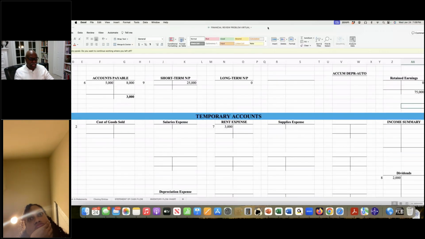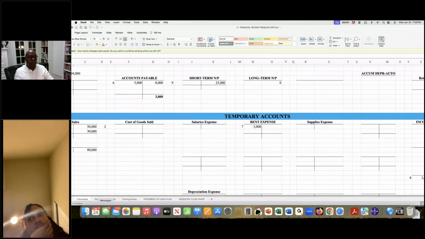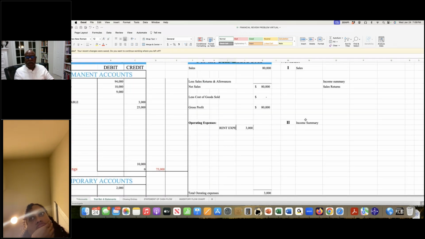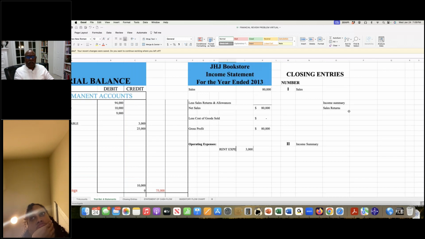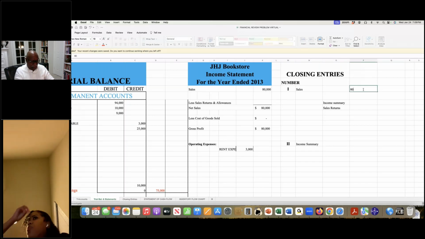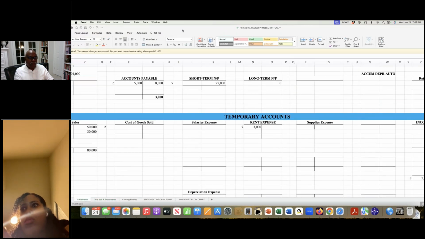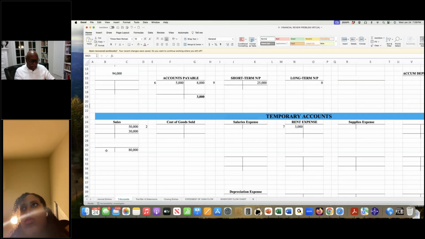So let's see if we can make some closing entries. And you can put them here, but I'm gonna put them on the trial balance, so you see where the numbers come from. The first thing we close are the revenues. Now, sales had a credit balance of 80,000. So to close it, we're gonna debit sales for 80,000. We're gonna credit a temporary account, income summary, 80,000. Okay? But then we make a journal entry, we gotta post it. So we're going to go back to the T accounts. We're going to debit sales for 80,000.